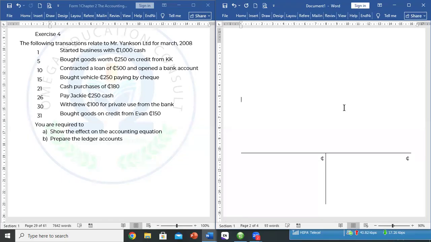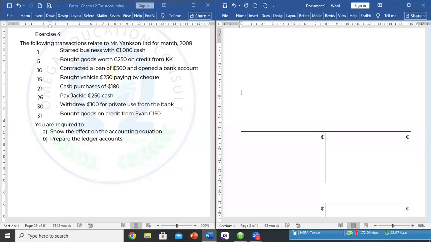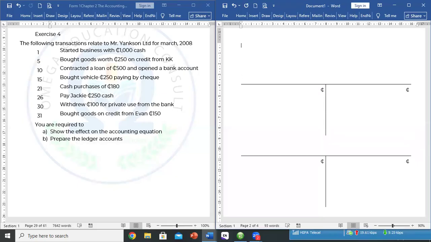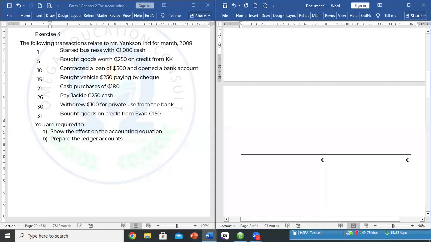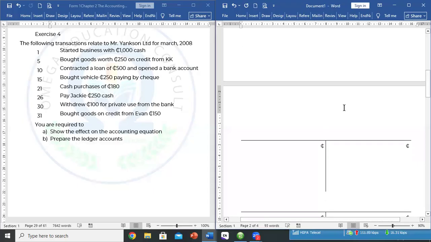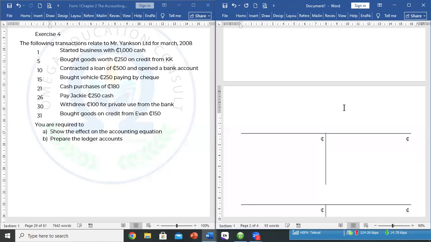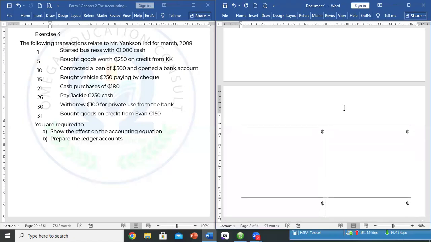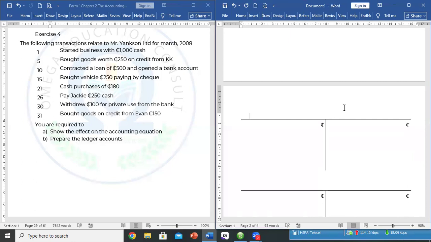The account you actually open is the specific element you find in the transaction. Is it an asset? If yes, what asset? Is it cash? Is it building? Is it vehicle? In this case, in Mr. Yanka's case, the asset was cash. So we open the cash account, and the other account is going to be the capital account.